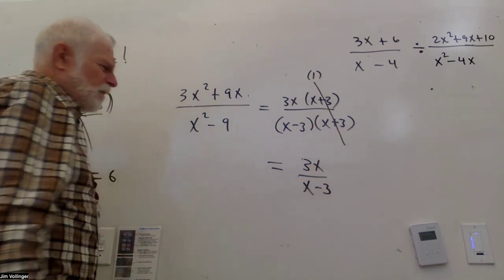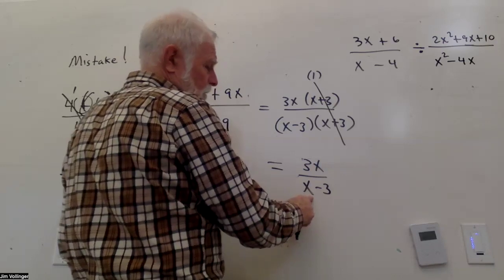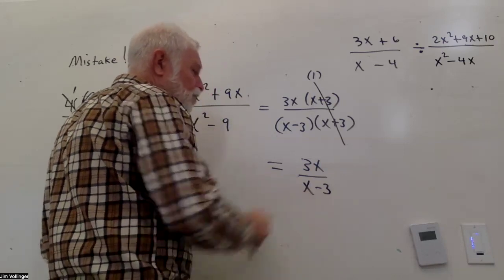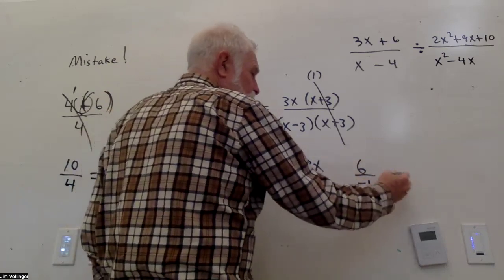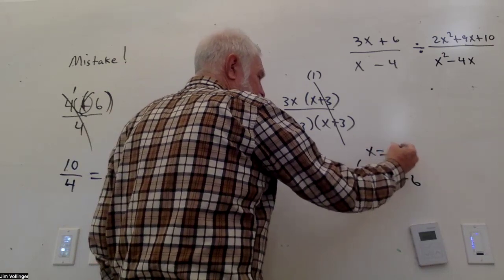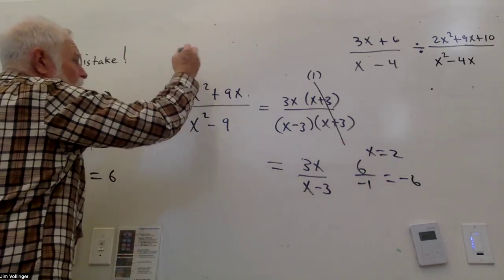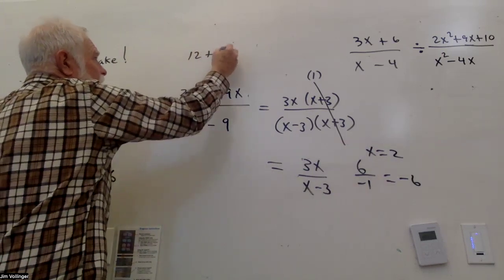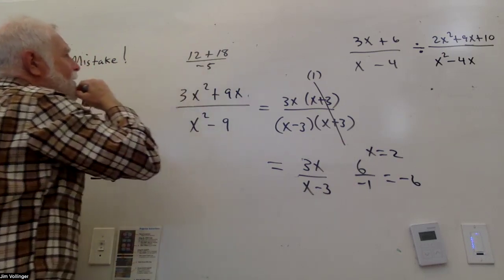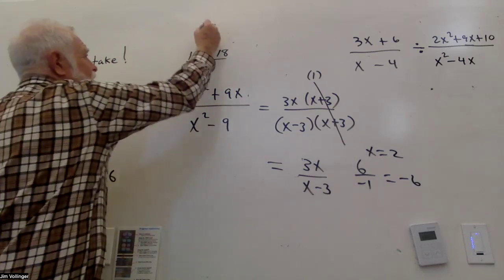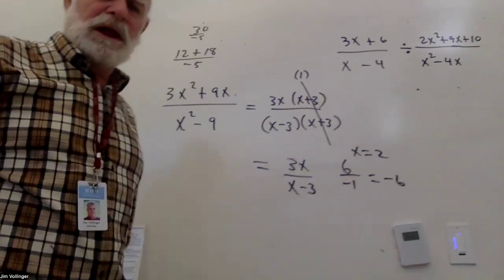So what would be a good number to plug in here? I think 1 again. 3 over minus 2. Maybe I should make the number 2. 3 times 2 is 6. 2 minus 3 is negative 1. So negative 6 when I let x equal 2. So over here, I better get negative 6 when I put a 2 in. That's 12 plus 18 divided by minus 5. Oh, yeah, that's negative 6. That's 30 divided by negative 5. Oh, good. So glad.